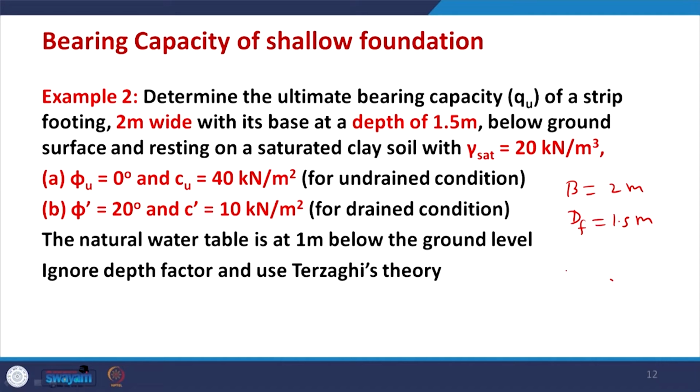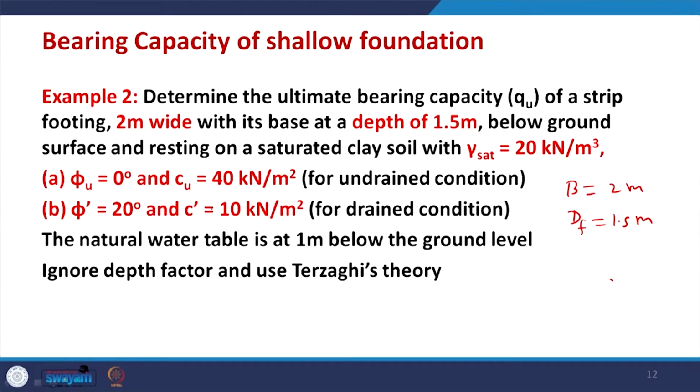Now, when you have the undrained condition, your phi u was 0 and you have only cohesion, that is Cu. When you have the drained condition, as a result of drainage you get some internal friction, but the value of C gets reduced: phi becomes 20 degrees while C becomes 10. So in these two conditions, what bearing capacity are we going to find? As a result, you will see the effect of drainage. So let us have the first case.